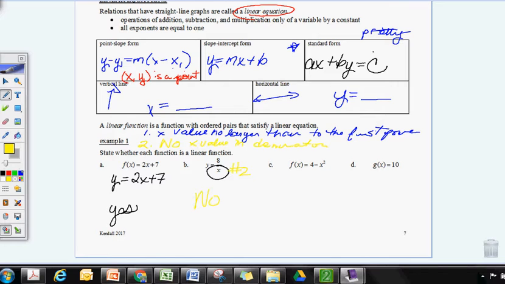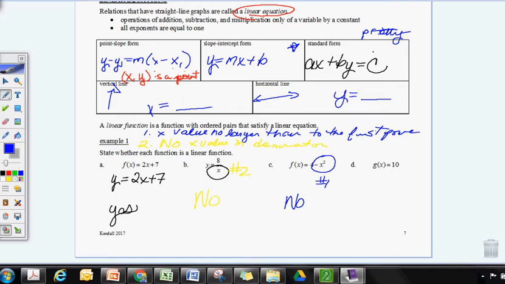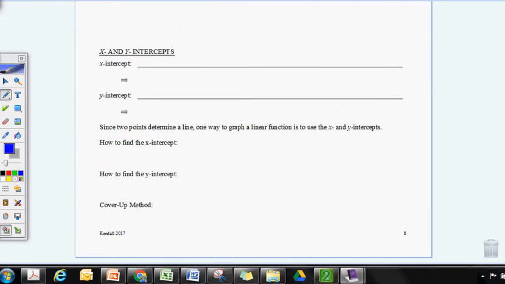For the third one, it has an x squared in it. That is rule number 1. So no, this is not linear. And the last example, before we turn the page, it is just g of x equals 10. Remember, that would be y equals 10 if I changed that g of x into y. That is a horizontal line, so yes, it would be linear. So linear is just looking at those rules. On to the fun stuff. Next page.